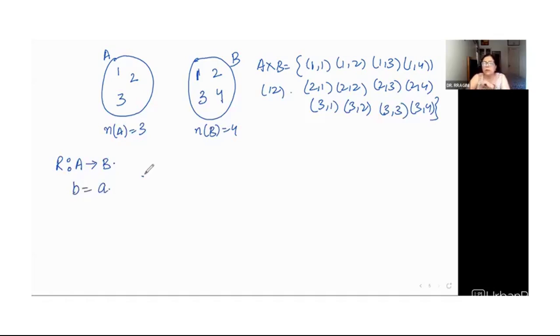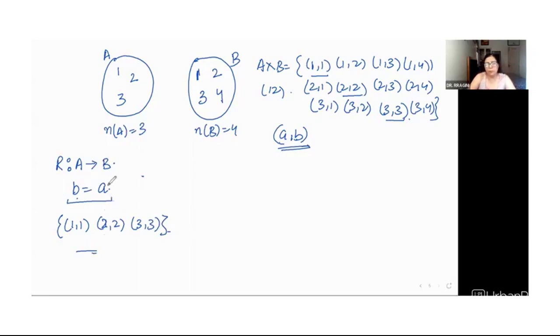Now we have to find the ordered pairs in which B is equal to A. If we are writing the ordered pairs as (A, B), B has to be equal to A. See how many ordered pairs we have here? 1,1. B and A both have to be equal. 1,1; 2,2; 3,3. So the ordered pairs which satisfy this relationship are 1,1; 2,2; 3,3. Right? That's it.